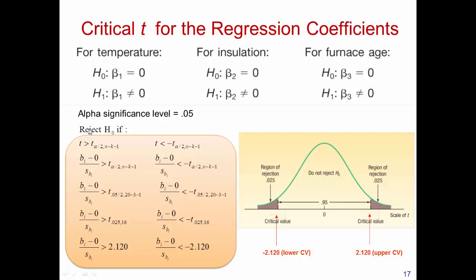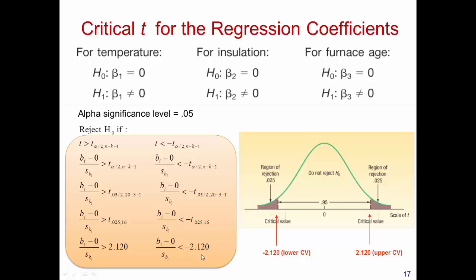We develop our decision criteria for each separate variable, and it's going to be the same for each separate variable, and that is t critical value is 2.120. So we're going to reject the null hypothesis if our t test statistic is greater than our t critical value of 2.120 or less than negative 2.120. And we can find the critical value for the two-tailed test with 16 degrees of freedom in the back of our book in the appendix.